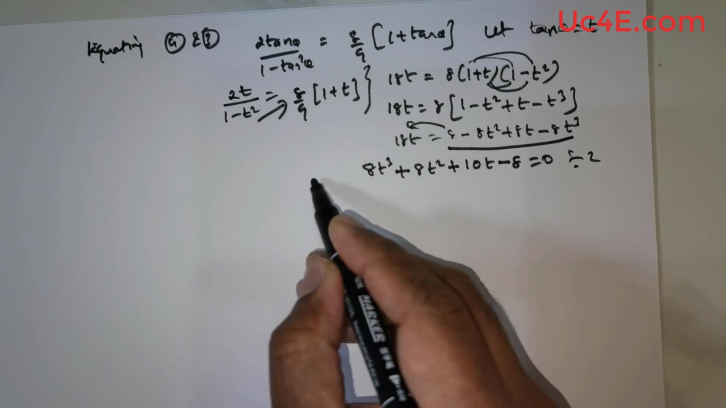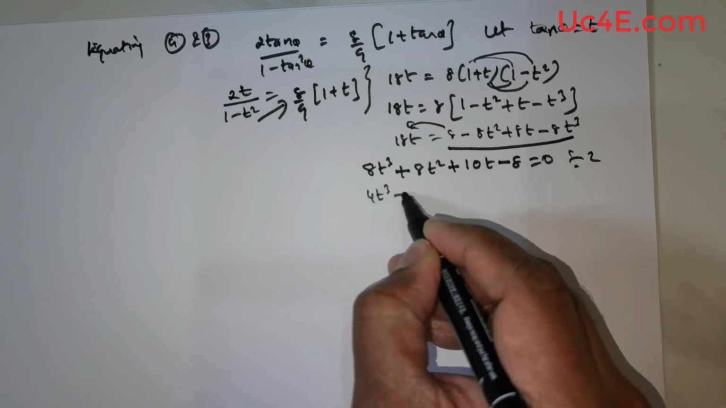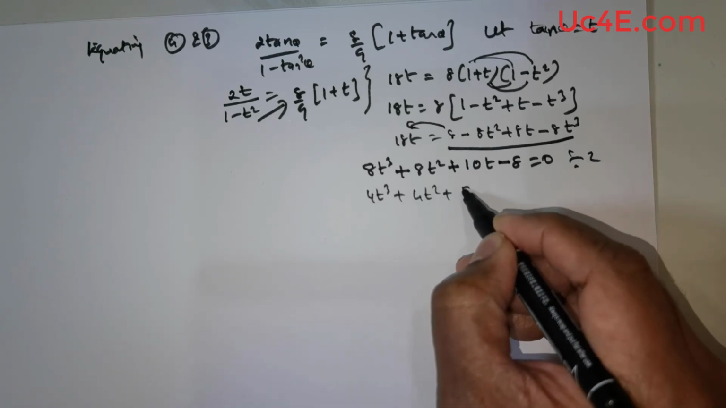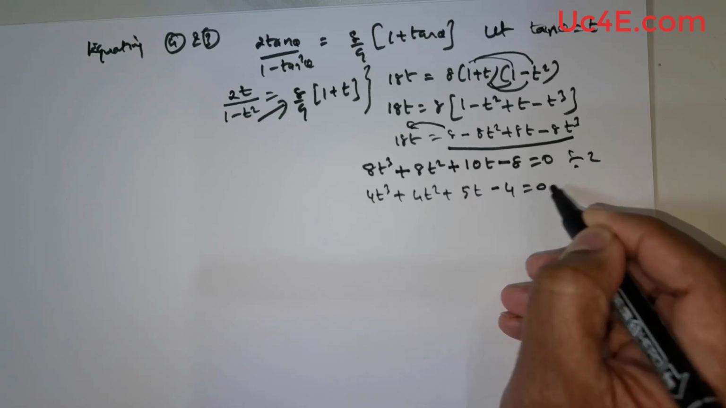Now what I can do is divide by 2 throughout. So this is going to be 4 times t cubed plus 4 times t squared plus 5 times t, negative 4, is equal to 0.